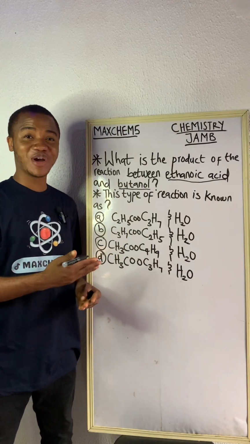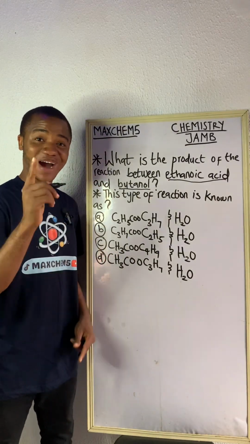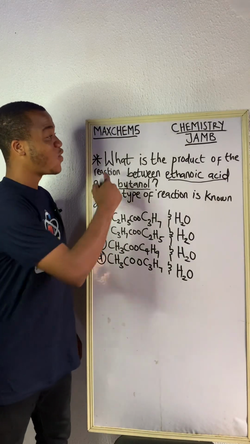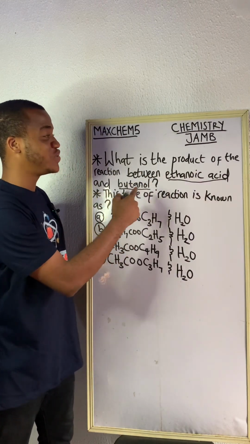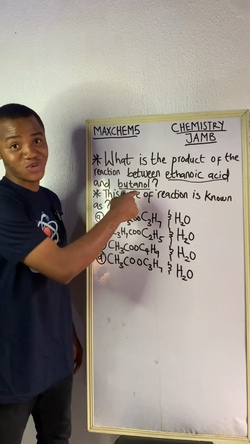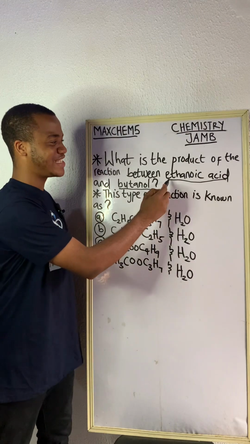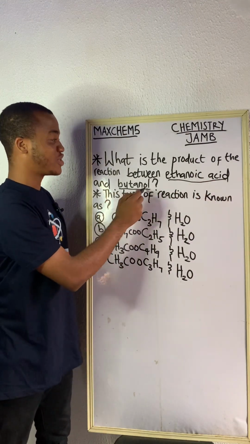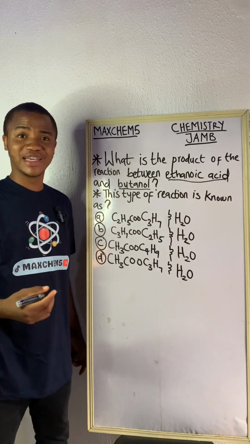Let's say you see this simple question in your chemistry JAMB exam. How will you solve it? The question says, what is the product of the reaction between ethanoic acid and butanol? Now, the first thing is, what is ethanoic acid and what is butanol? This question is actually from organic chemistry.